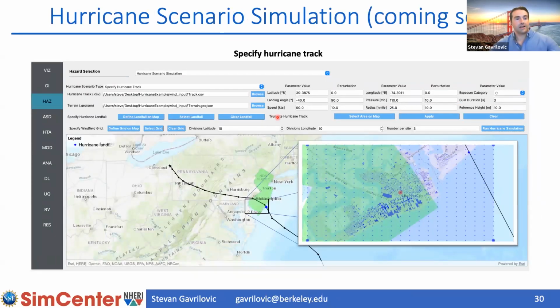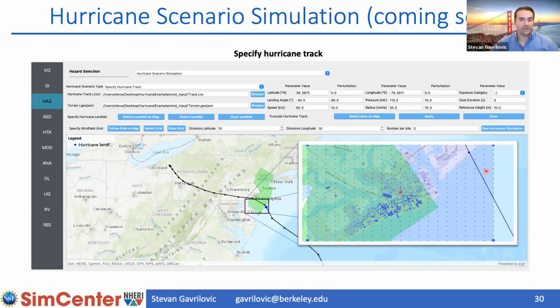I'm going to talk a bit about the hurricane scenario simulation. This is upcoming. You won't see it on your version of R2D, but it's coming up very soon. And similar to the earthquake scenario simulation, here we create a grid as well, but the grid isn't a ground motion, it's a wind field grid or a storm surge grid.